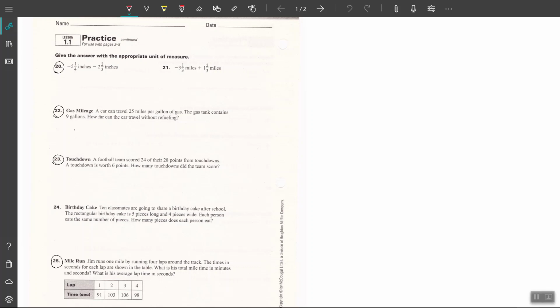So they ask us to give our answer with the appropriate unit of measure. Really all they're asking you to do there is, in this case, have inches on our final answer. But they just want you to subtract those two figures there. If it were just -5 inches minus 2 inches, you would know how to do that. That would be pretty simple. It's those fractions that kind of confuse the issue, so let's go through that problem together. I'm going to just drop the labels.